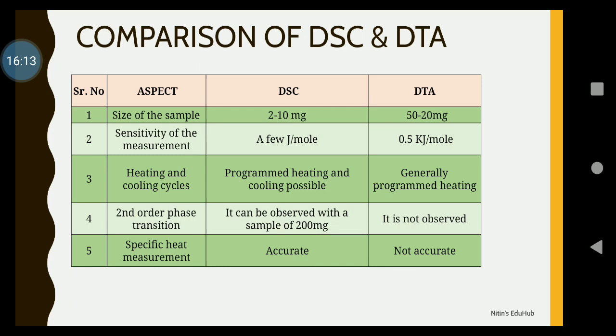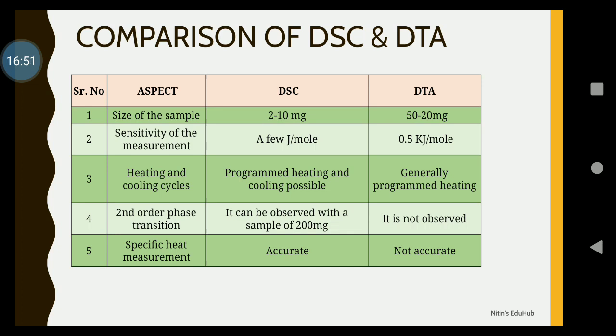Here we can compare DSC and DTA on the basis of various factors. If we compare the size of the sample, in the case of DSC we require a very minimal sample size compared to DTA, that is 2 to 10 rather than 20 to 50 milligrams in DTA. Then sensitivity of the measurement: very few joules per mole can be determined by DSC, so it is very sensitive towards the measurement of energy. A smallest few joules can be easily determined by DSC, but for DTA it should be in the kilojoule range, that is 0.5 kilojoule per mole.